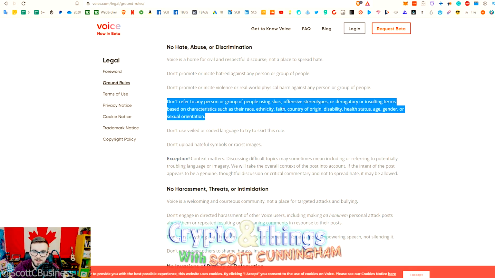Don't use offensive stereotypes: race, ethnicity, faith, country of origin, disability, health status, age, gender, or sexual orientation. That makes sense, but again, none of that is protected under free speech. Or rather, all of it is protected under free speech. So, obviously they don't care about free speech.